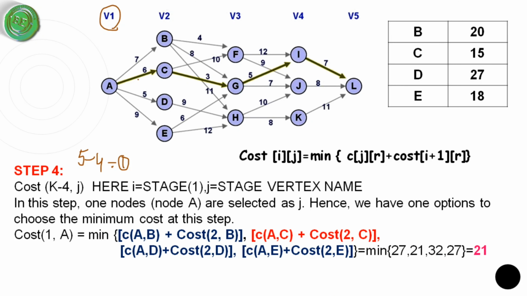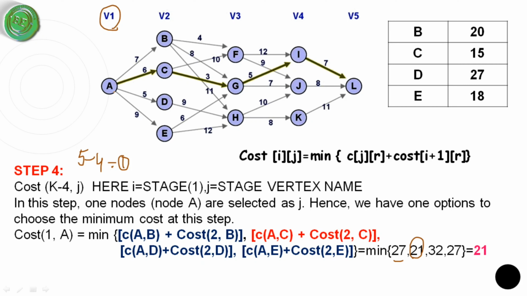So cost of a to b is 7. So 7 plus the cost of b, which is 20. So 20 plus 7 is 27. And cost of a to c is 6. And 6 plus cost of c, which is 15. So 15 plus 6 is 21.